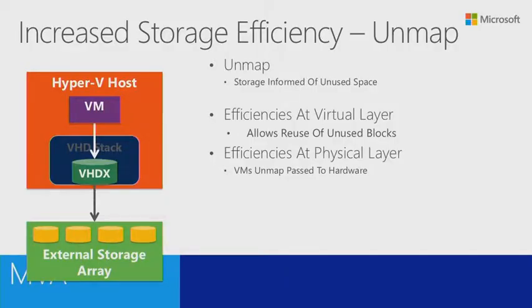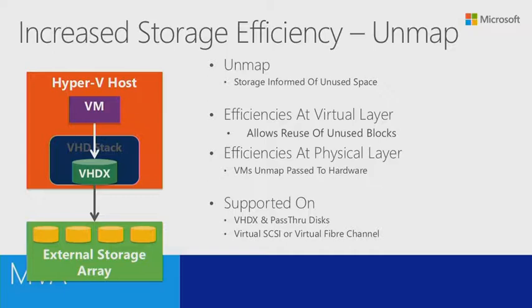So Unmap informs storage of the unused space. It allows the reuse of unused blocks, and the efficiency at the physical layer is that the VM's unmap is passed to hardware. No other virtualization platform has this capability. It's something we spent a lot of time working very closely on, because the efficiencies and the way to drive down your cost of storage is something you told us and an area we very much focused on.